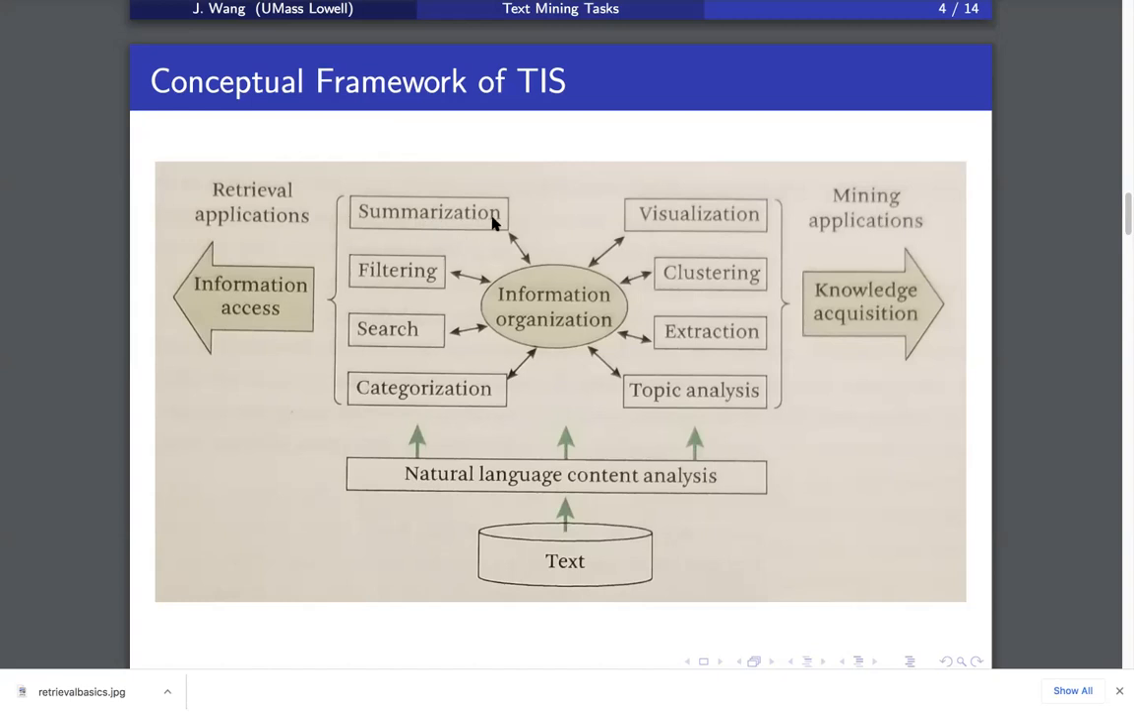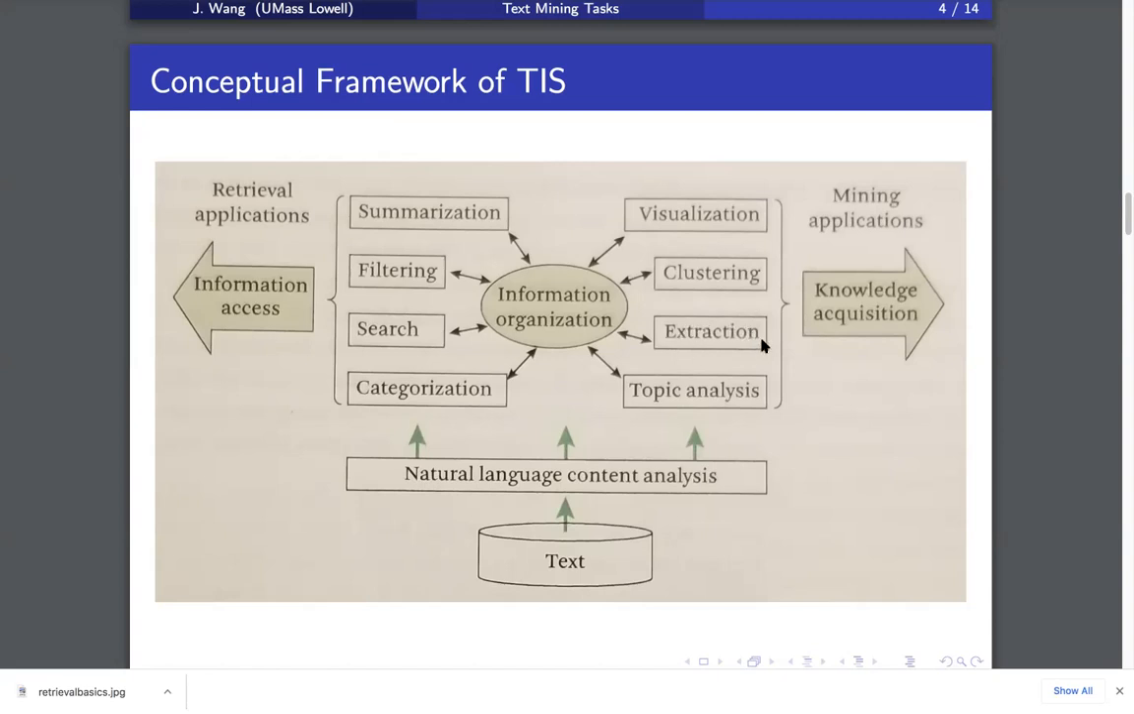So that includes summaries, filtering. So this is information filtering, search, classification, also called categorization. And visualization. So how do we visualize text data? Clustering according to latent topics. So clustering and categorization are similar, but categorization has labels and clustering doesn't have labels. Which means that you would need supervised learning to get classification, and you don't need supervised learning to do clustering.